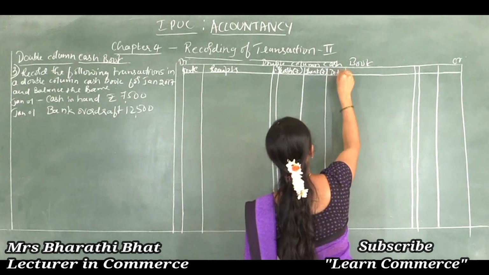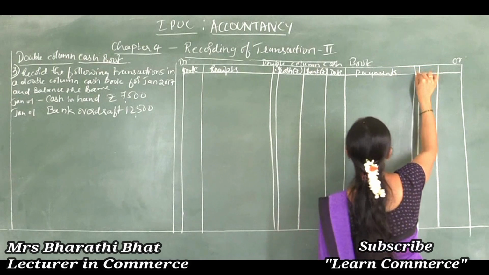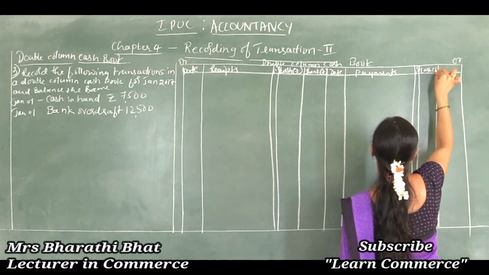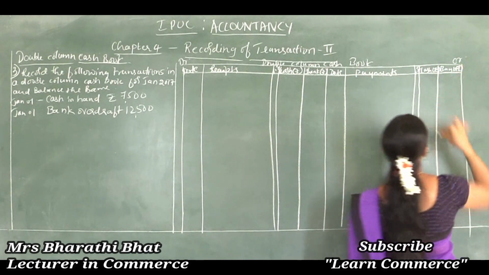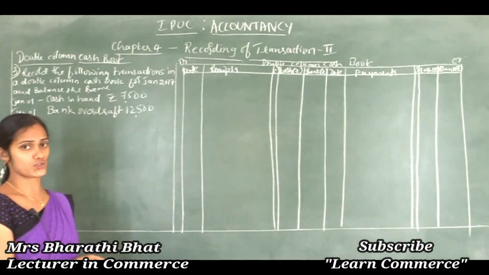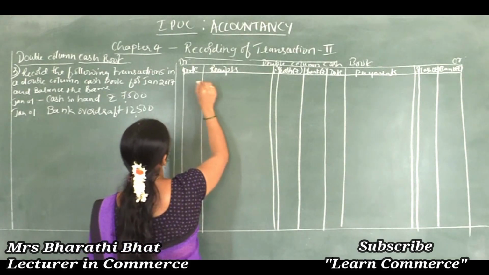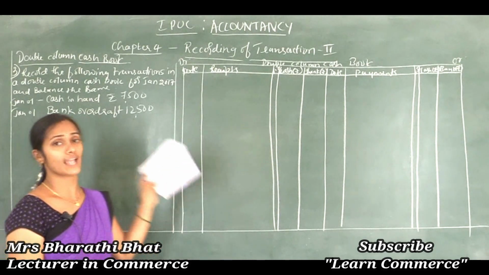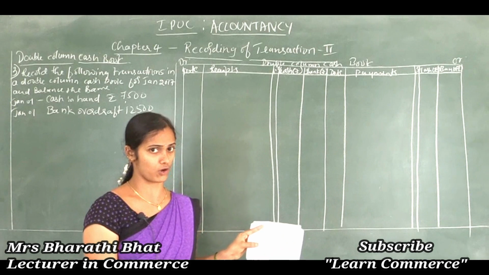Again date, all the payments, and LF, ledger folio, and cash in rupees, bank in rupees. Clear? So usually in the previous two illustrations, the opening balance was written directly as to balance brought down, cash in hand amount in the cash column, cash at bank in the bank amount column.